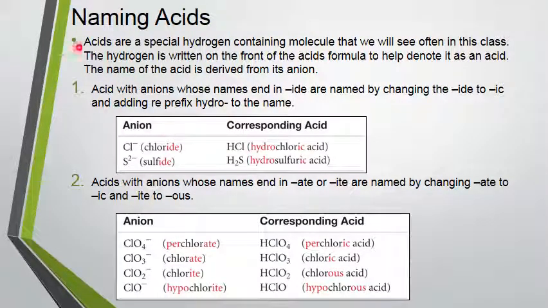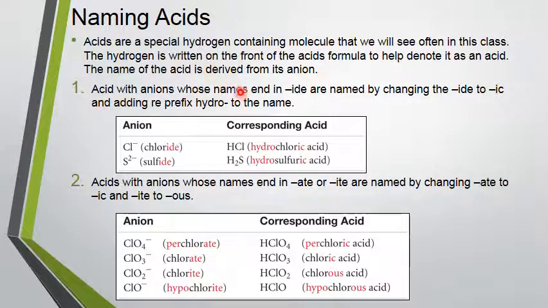Alright, another thing we have to name for our ionic compounds are acids that are formed from ionic compounds. So acids are a special hydrogen-containing molecule that we will see often in this class. The hydrogen is written on the front of the acid's formula to help denote that it is an acid. The name of the acid is derived from the anion. So our anion, our negative part, is going to tell us how to name these things.